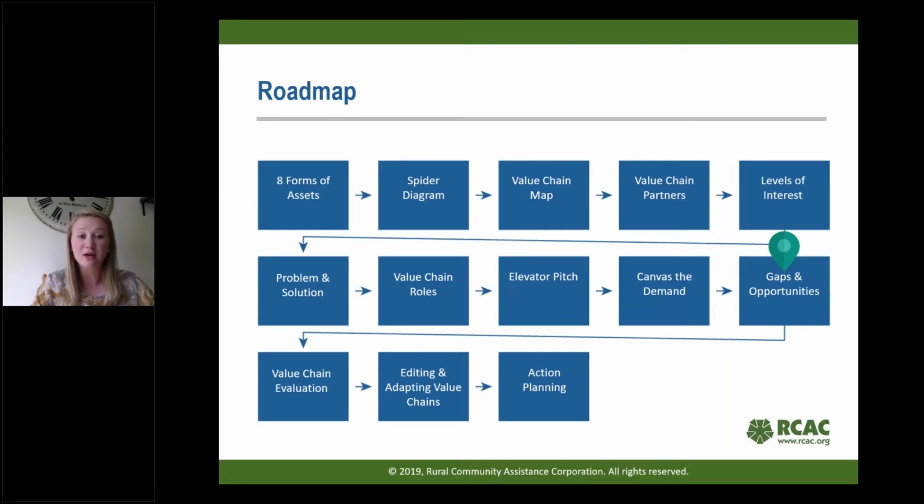During Module 3, we introduced the Ice House Discovery Canvas and used that to reframe your economic opportunity into a solution that addresses a community problem. During Module 4, we introduced connecting with demand partners by developing an elevator pitch and testing the demand for your economic opportunity. In this module, we'll learn how to identify gaps and opportunities within your value chain and evaluate the impacts of your product, service, or project.